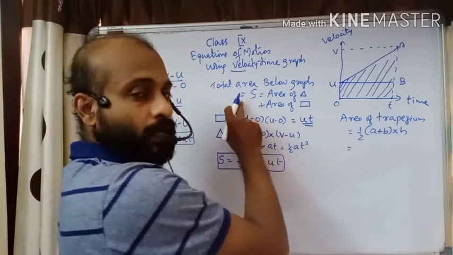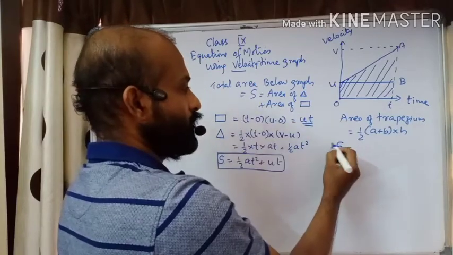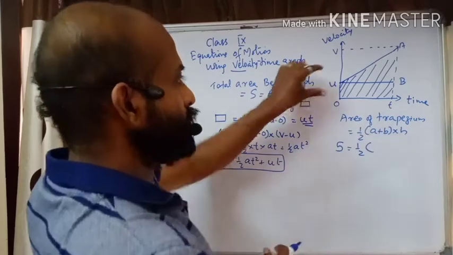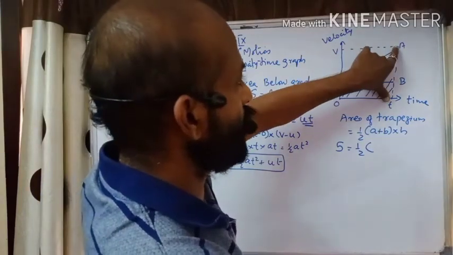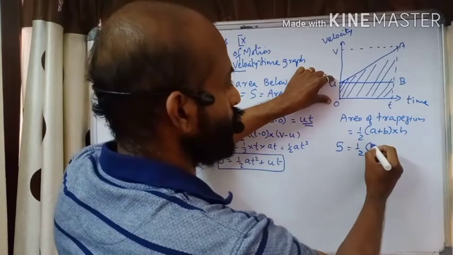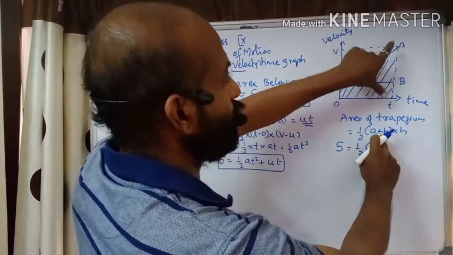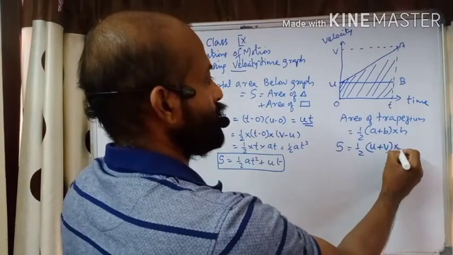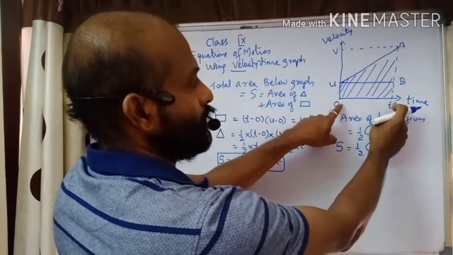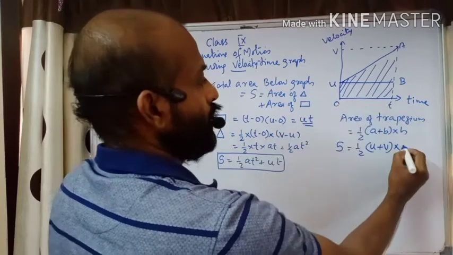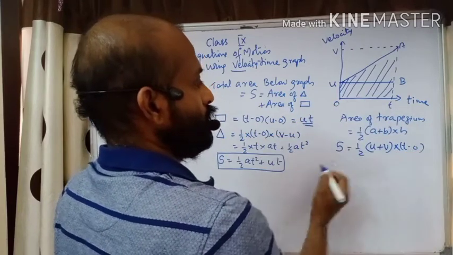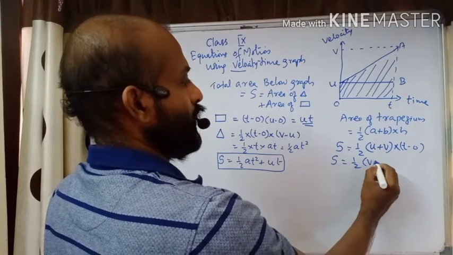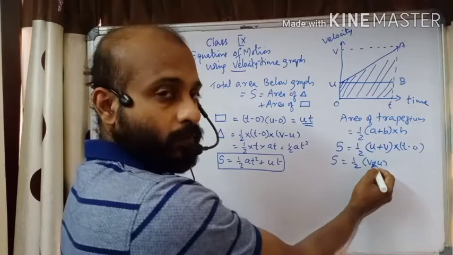Area will be equal to displacement. So S is equal to half into A plus B. This I consider as A, this will be B. What is the value of A? A is equal to U. Plus, what is the value of B? This is the length of B. It is equal to V. U plus V into H. H means this length, 0 to T or T minus 0. I will use T minus 0. So S is equal to half into, I just write V plus U. I can change it like this: U plus V equals V plus U.